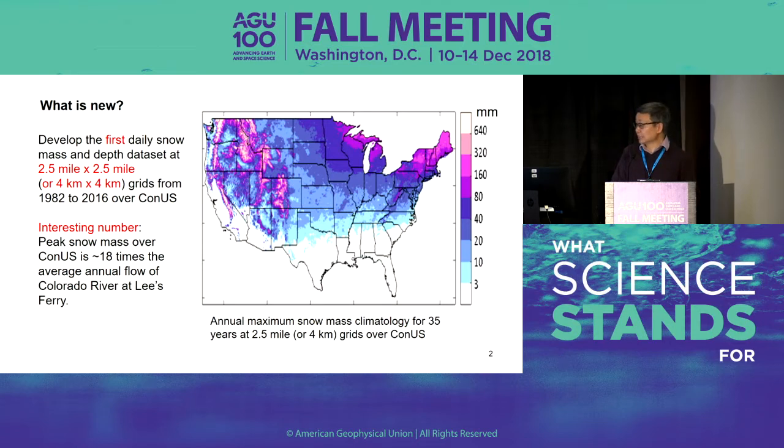For example, this figure shows the annual maximum snow mass climatology. Most of the snow mass is located over western U.S. in the mountains, and the peak snow mass over CONUS is about 18 times the average annual flow of Colorado River, as measured at Lee's Ferry.